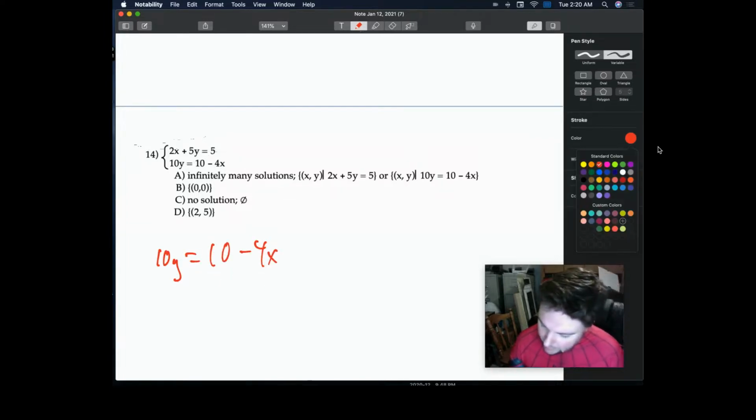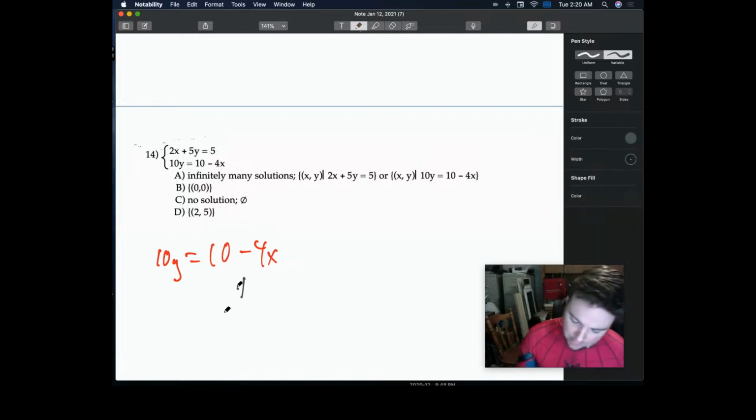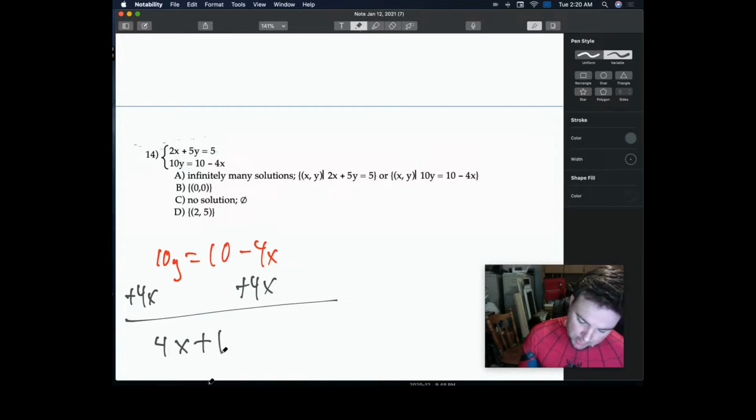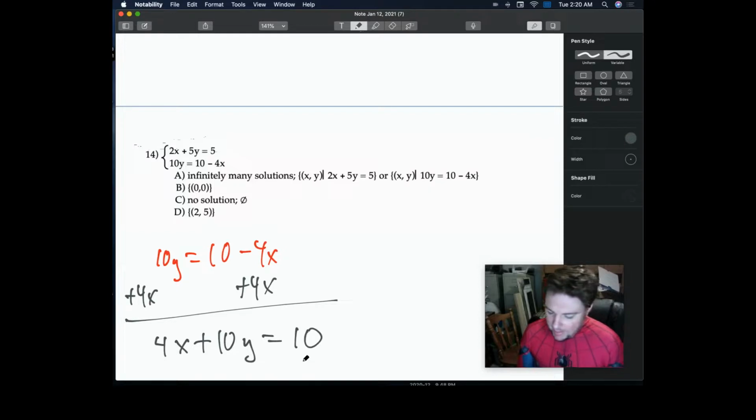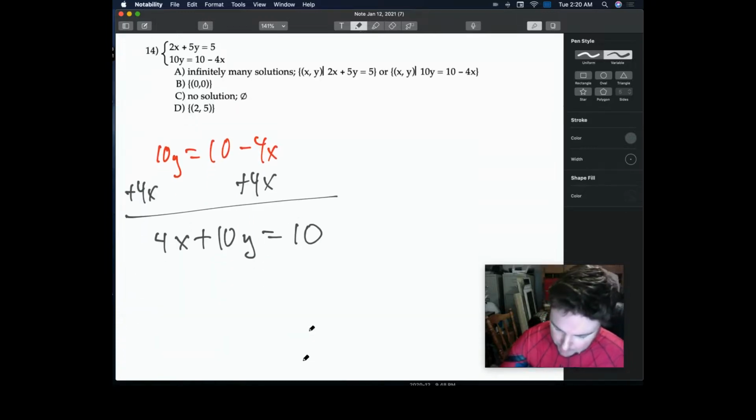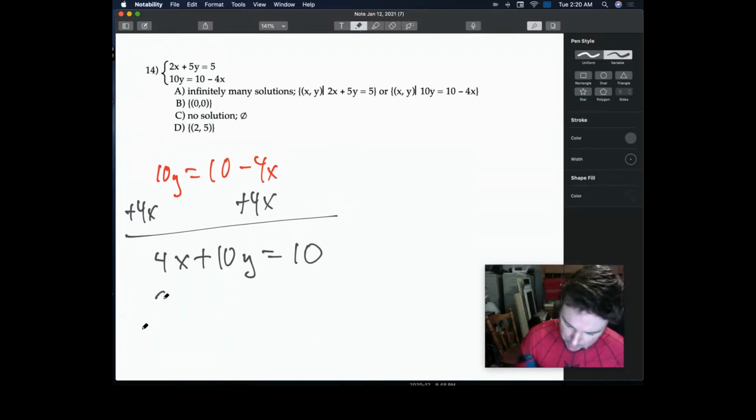I'm just going to go ahead and add 4x to both sides. So 4x plus 10y equals 10. And I like that because I got my x's and my y's on the same side. This is what's called standard form. I also like this because then I can take the other equation, which I'm going to write below. It doesn't matter really what you put above, what you put below.